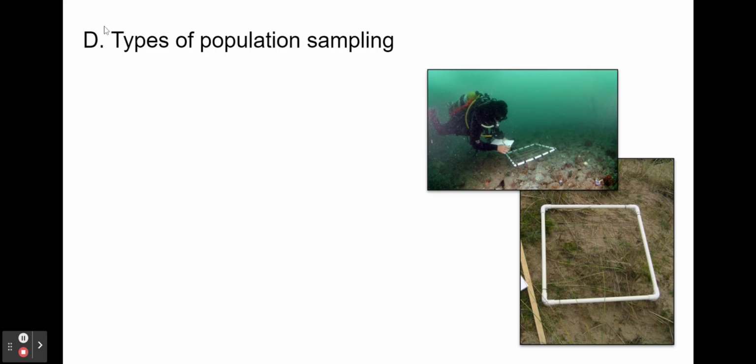This is our longest section, section D, types of population sampling. There are 4 main types. For each type, you're going to write down the method, what it's good for, and what it's bad for. Here's our first type of sampling, quadrat sampling.